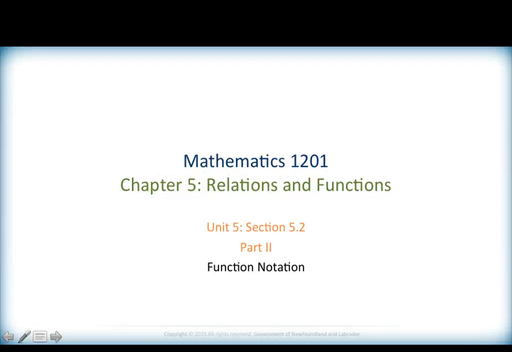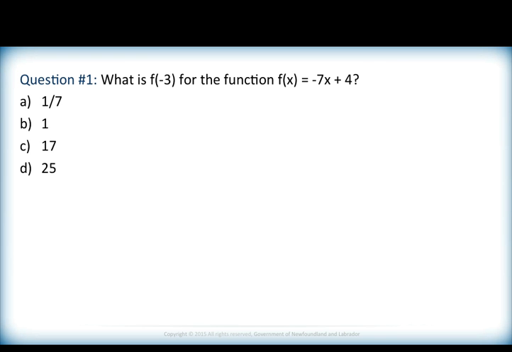In this lesson, we will look at questions from Unit 5, Section 5.2, Function Notation. Question 1. What is f of negative 3 for the function f of x equals negative 7x plus 4?